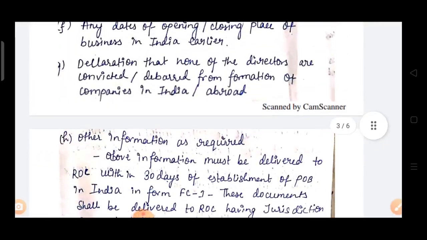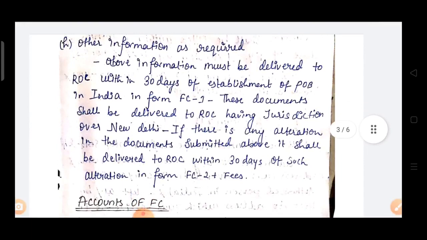Next one, these documents shall be delivered to the ROC having jurisdiction over New Delhi. If there is any alteration in the documents submitted above, it shall be delivered to ROC within 30 days of such alteration, in form FC2 plus fees. So this New Delhi, you have to remember, this can come in MCQ. These documents shall be delivered to the ROC having jurisdiction over New Delhi, and if there is any alteration in the documents, then it shall be submitted within 30 days of the alteration in FC2, and fees also need to be paid.